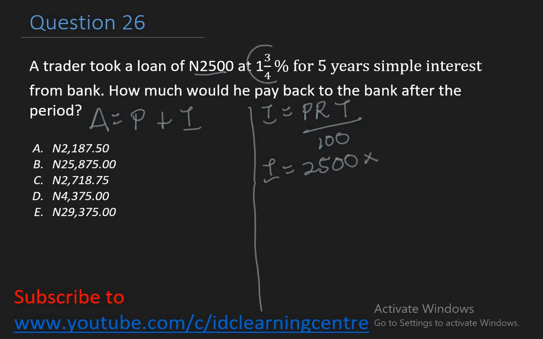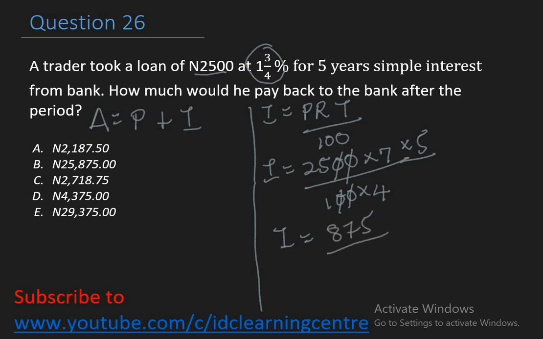Change this rate to improper fraction. 4 times 1, 4 plus 3, 7/4. Okay? Times time. Time is 5. Now remember this 100 that should be here. These 2 zeros cancel these 2 zeros. Okay? So 25 times 7 times 5 will give us 875. Now divide it by 4 to give me the interest, which will be 218 naira 75 kobo.